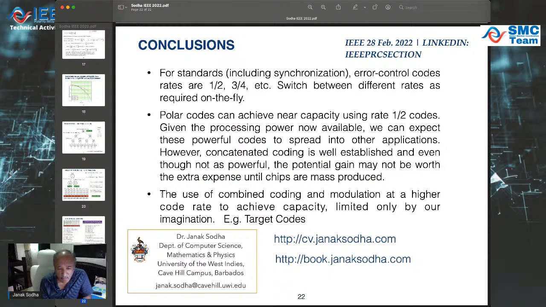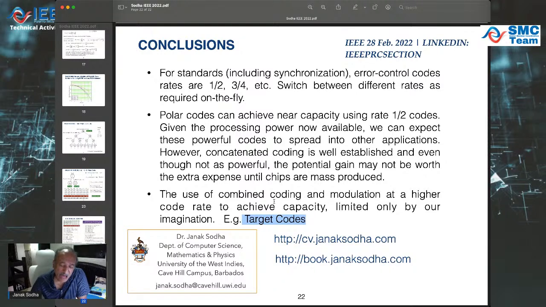So where do we go? Where do we go from here? Well, the combined use of coding and modulation at a higher code rate to achieve capacity, limited only by our imagination, is the future that I see. I developed target codes, which combine coding and modulation, in collaboration with Professor Moon at Utah State University.